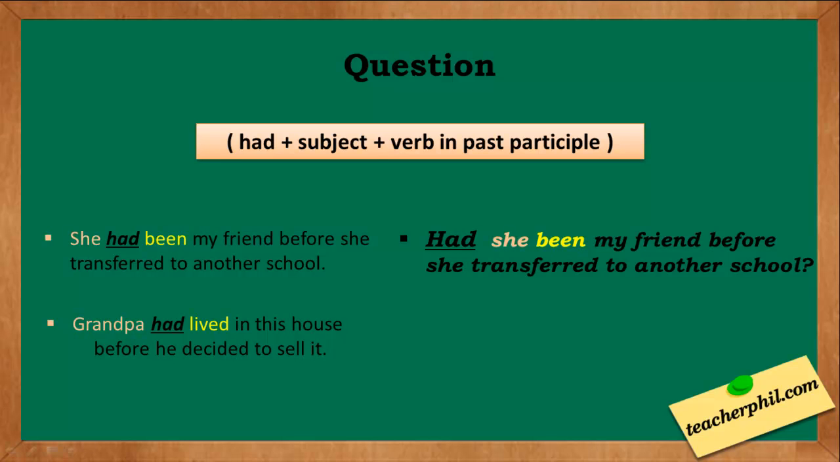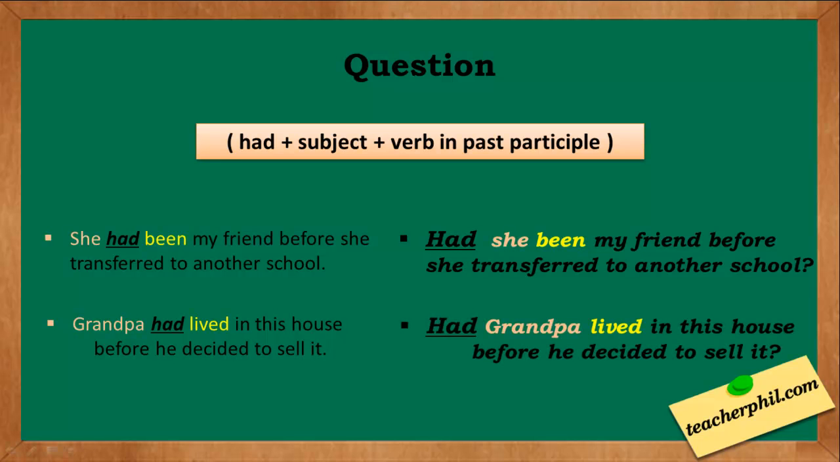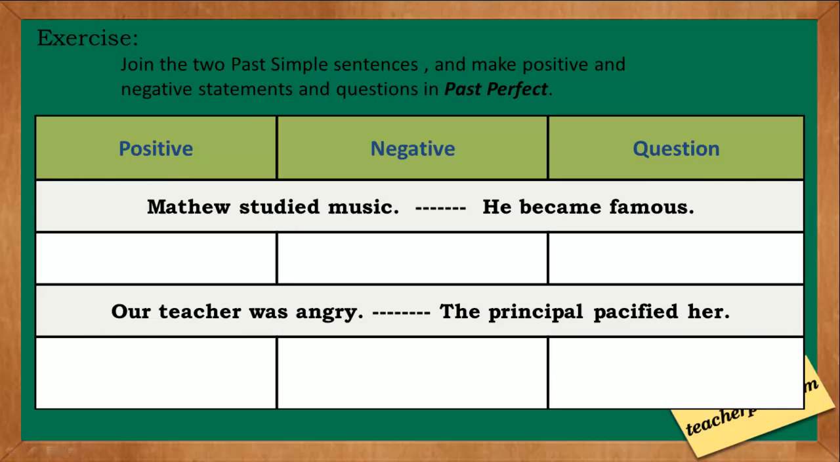Grandpa had lived in this house before he decided to sell it. Had Grandpa lived in this house before he decided to sell it? For our exercise, join the two past simple sentences or clauses and make positive and negative statements and questions in past perfect. The first sentence would be the past perfect.